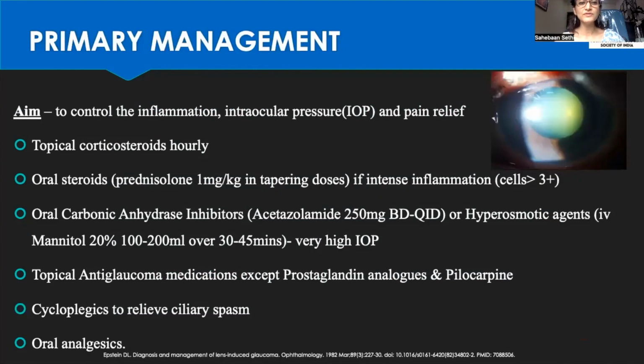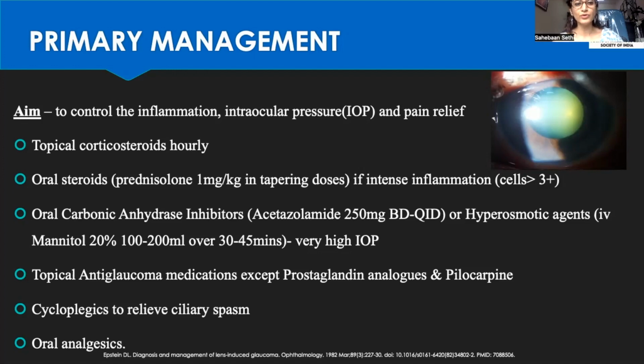The primary management for these conditions is to control the inflammation, number one, to control the intraocular pressure, number two, and pain relief for the patient, number three. To control the inflammation, you have to put the patients on hourly topical steroids. Oral steroids are also required if the inflammation is very intense, let's say cells above 3+. Topical anti-glaucoma medications have to be given except prostaglandin analogs, which have to be kept as the last resort in inflammatory glaucomas, and pilocarpine has to be avoided.